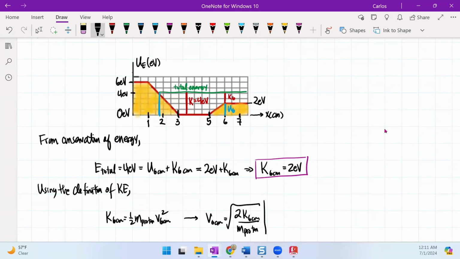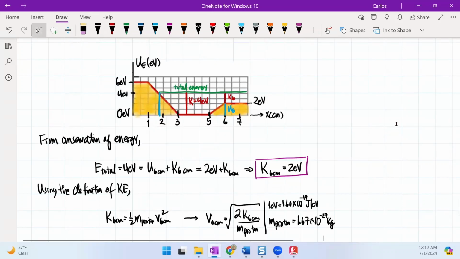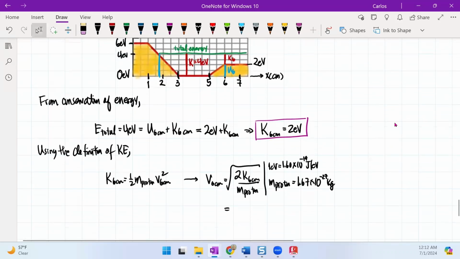So we know that 1 electron volt is 1.60 times 10 to the minus 19 joules per electron volt. And we know that the mass of the proton, if you just Google that, is 1.67 times 10 to the minus 27 kilograms. So if you plug this whole thing in, you're going to find that this thing is moving at 20,000 meters per second.